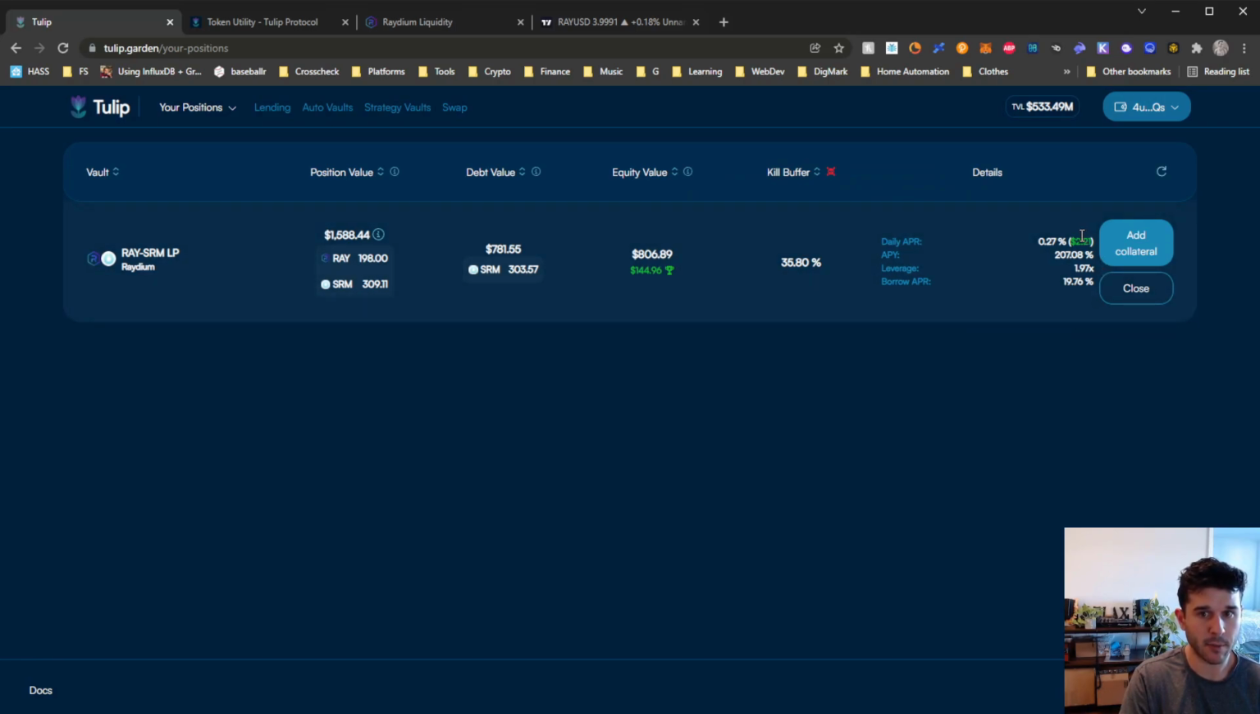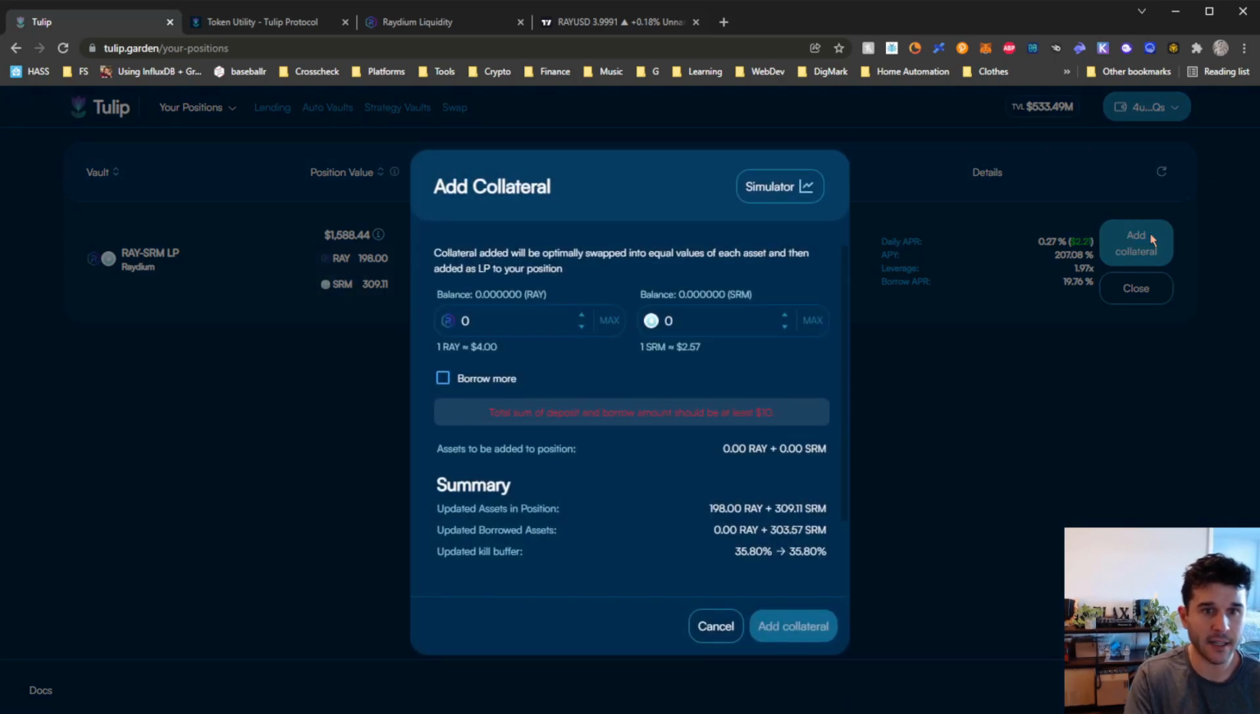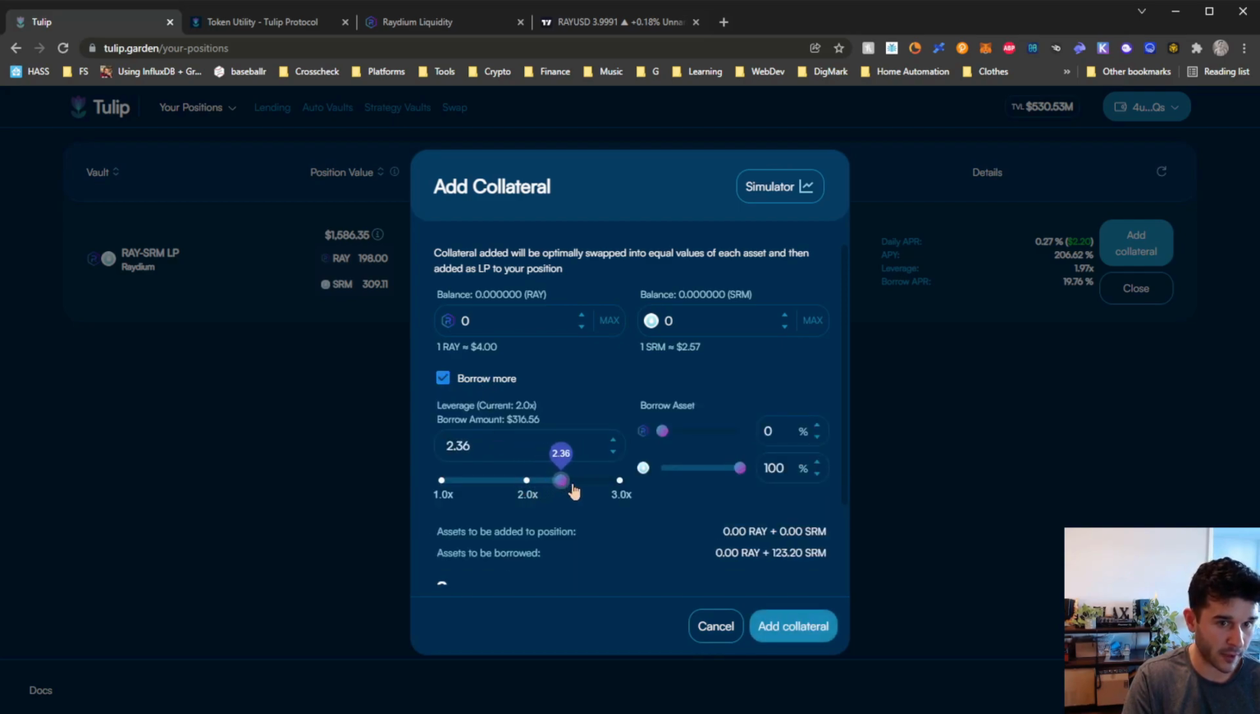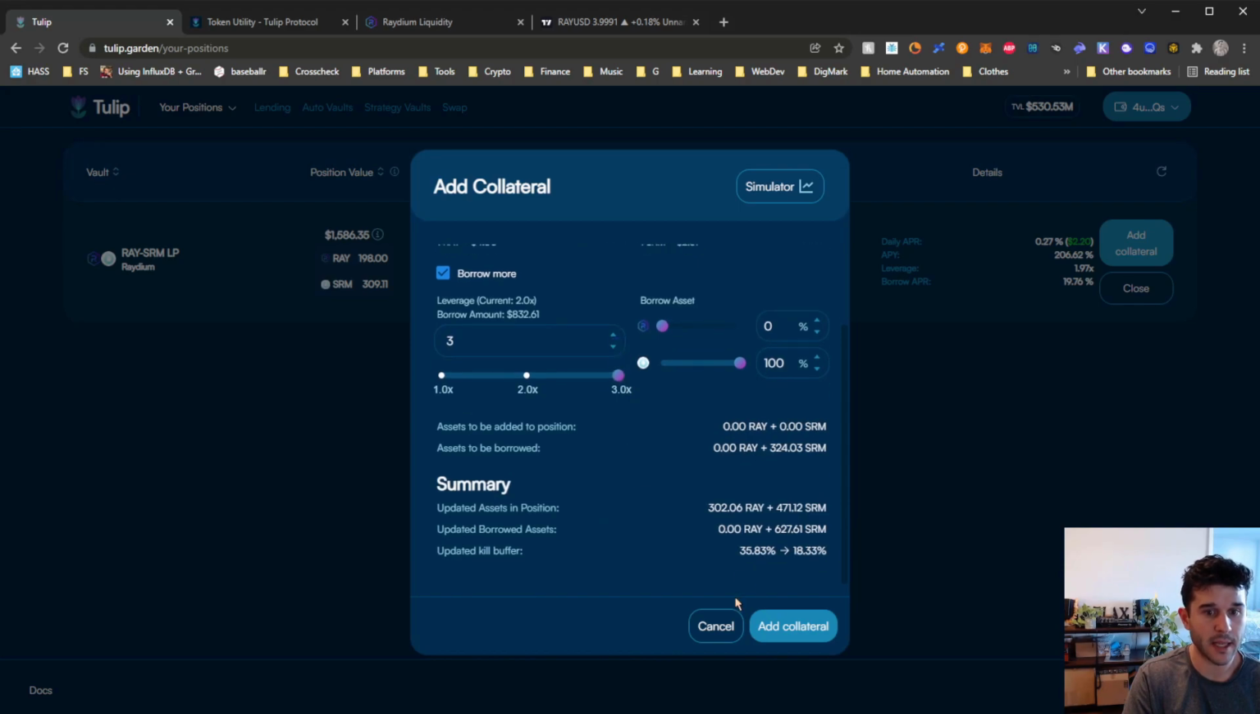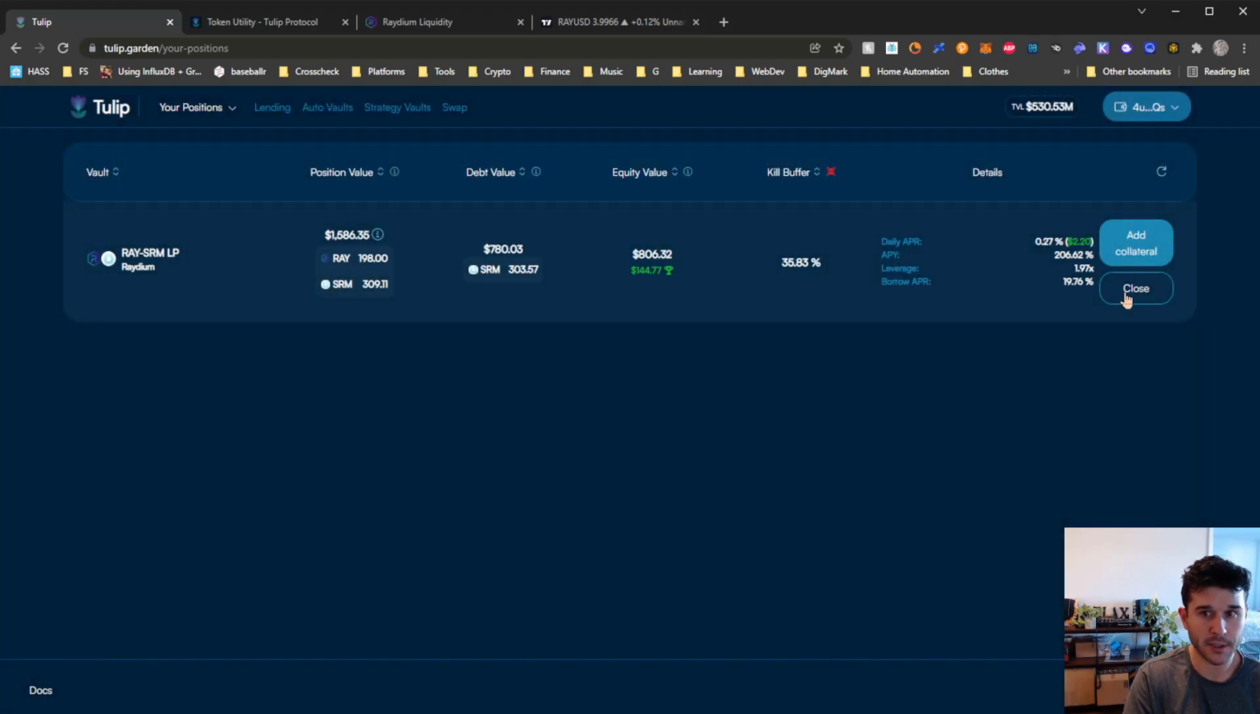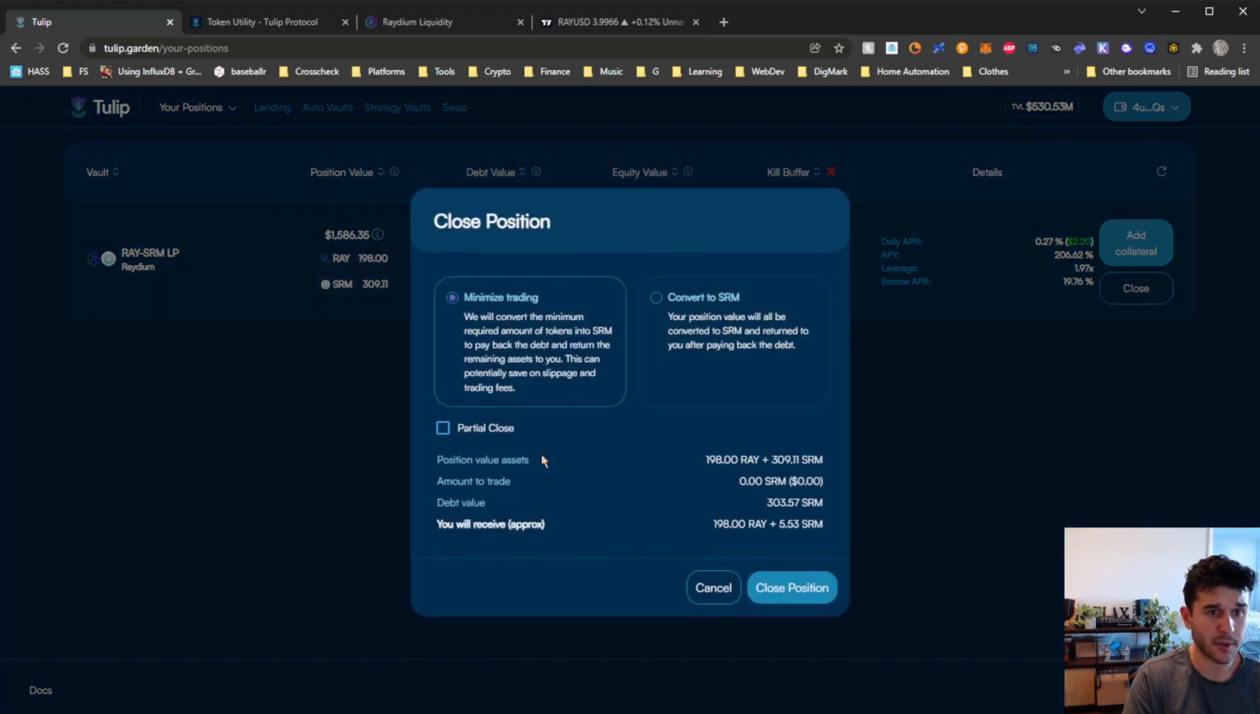It tells you your daily APR, your APY. This updates regularly. And then you can also add additional collateral if your debt ratio is looking unhealthy. You can also borrow more. If I wanted to just lever up to 3x here, I could do that within the section. And if I want to close, similarly, I can do the same thing.